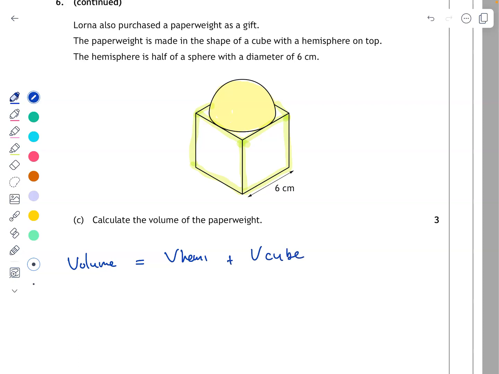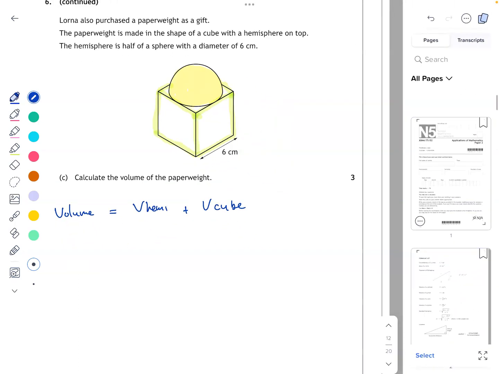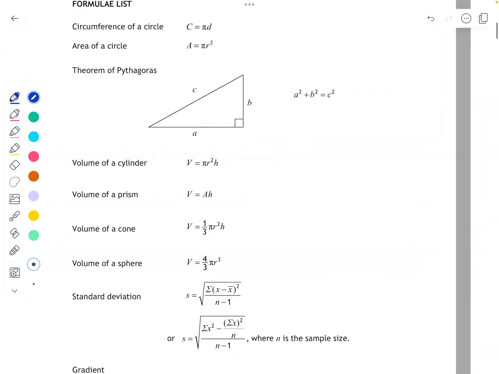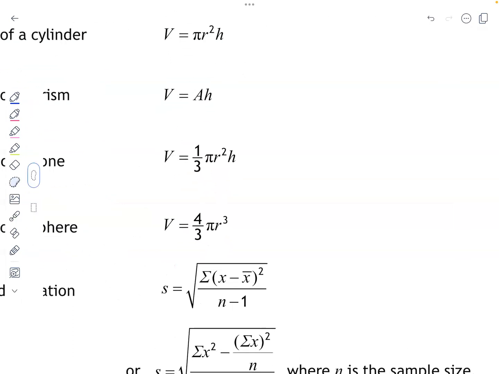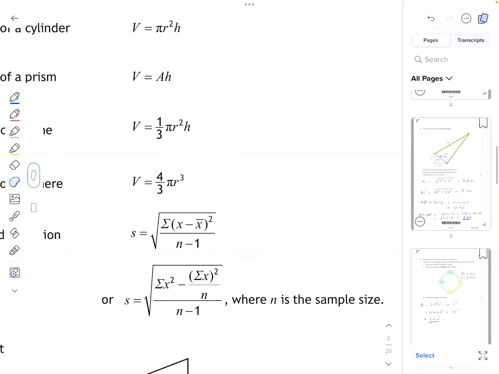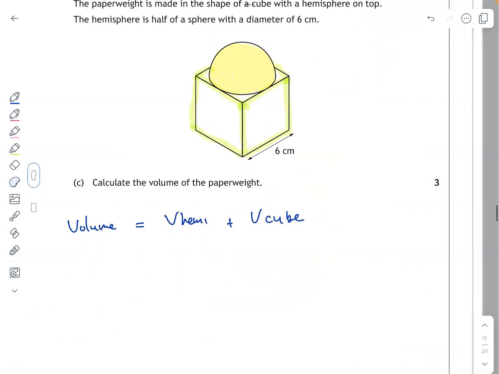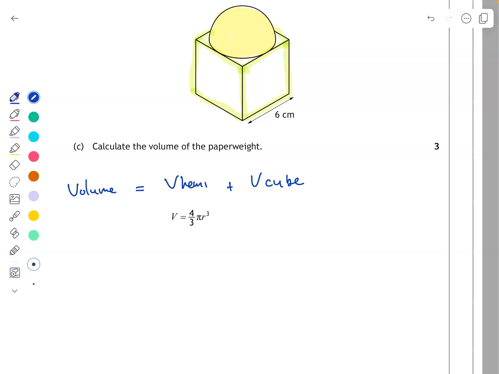So I'm just going to go back to the formula list at the front. And we've got various volumes. So we've got a cylinder, a prism, a cone, a sphere. So this sphere is what we're looking for. And the volume of a sphere, which I'm just going to copy for you, is 4/3 pi r cubed. I'll just paste that there. So that's for a full sphere. So a hemisphere is going to be divided by 2.